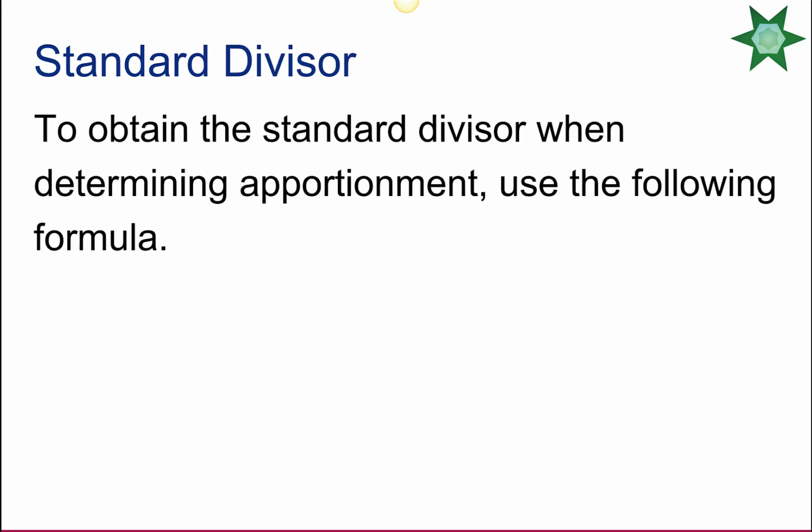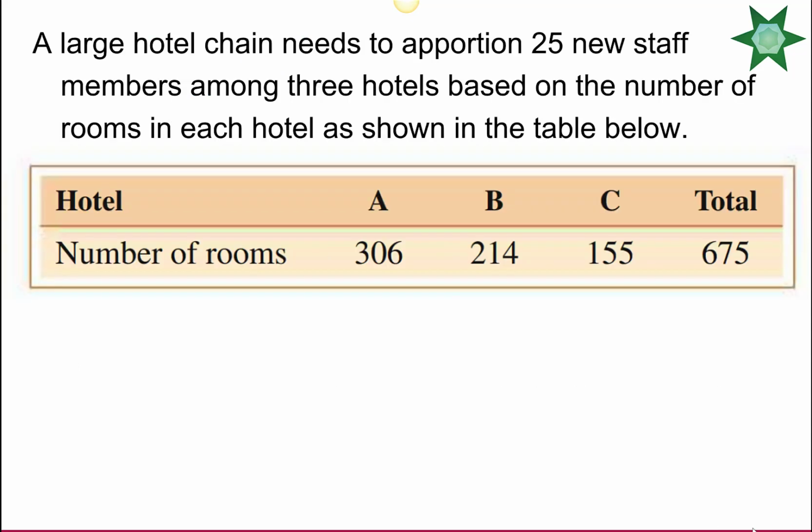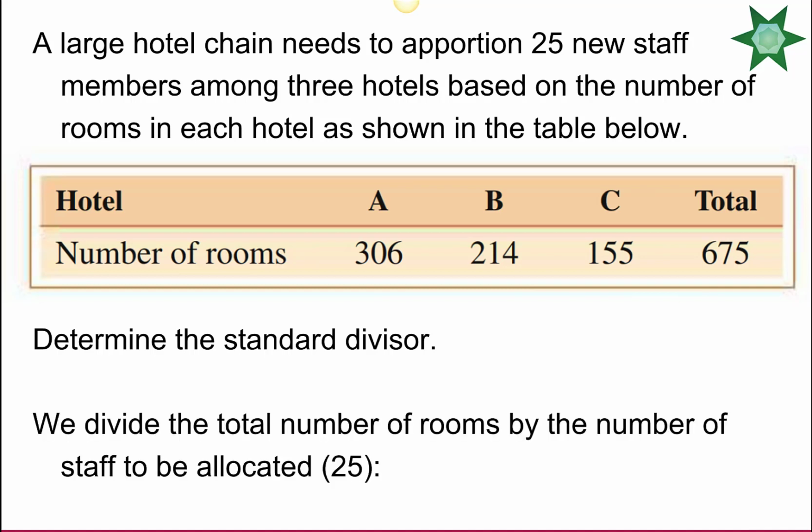The standard divisor is obtained when determining apportionment using the following formula. You take the total population and divide by the number of items to be allocated. A large hotel chain needs to apportion 25 new staff members among 3 hotels based on the number of rooms in each hotel as shown in the table below. Determine the standard divisor. So we're going to take the total number of rooms, which is 675, and divide by the number of staff to be allocated. It gives us a standard divisor of 27.